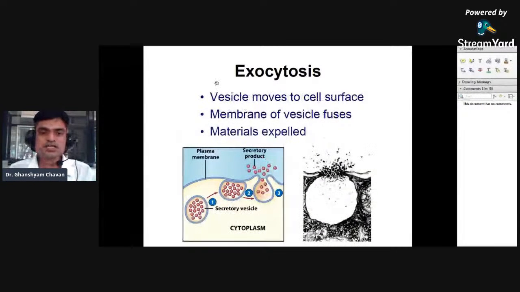Now here, the vesicles move to the cell surface and the membrane of the vesicles fuses. These vesicles are coming towards the surface from 1 to 2, and they fuse to the surface. At the surface the budding will occur, and the border of the cell will start to vanish, start to break, and after that whatever internal materials are there are expelled outside. So in this figure you can see they are expelled outside.